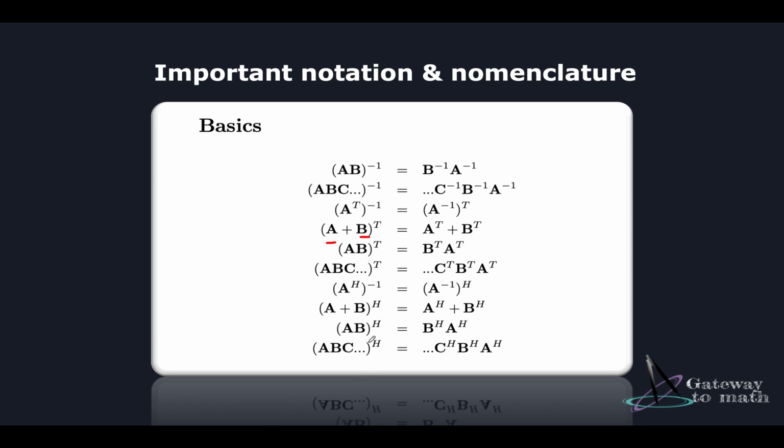(A times B) raised to the power of H equals B raised to the power of H times A raised to the power of H. Similarly, (A, B, C until some n number of matrices), everything is raised to the power of H. Then again we are doing a commutative association here. So we are multiplying the Hermitian of C with Hermitian of B with Hermitian of A.